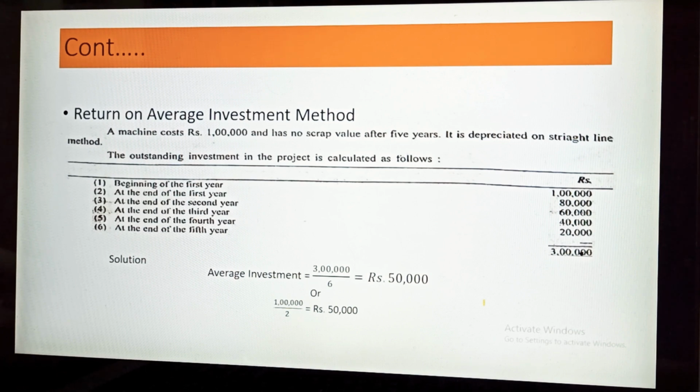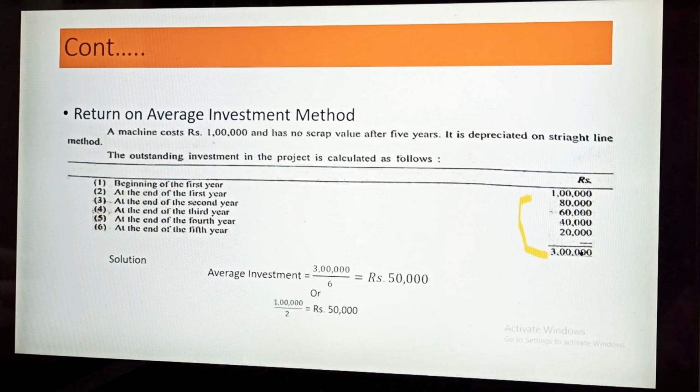There is one machine and machine cost is 1 lakh rupees, has no scrap value after 5 years, and it is depreciated on straight line method, and the outstanding investment in the project is calculated as follows. You can check here, beginning of the first year 1 lakh rupees, second year 80,000, third year 60,000, fourth year 40,000, and fifth year 20,000. The total amount is 3 lakh rupees. So for the average investment, you have to add up all 3 lakh divided by number of years.